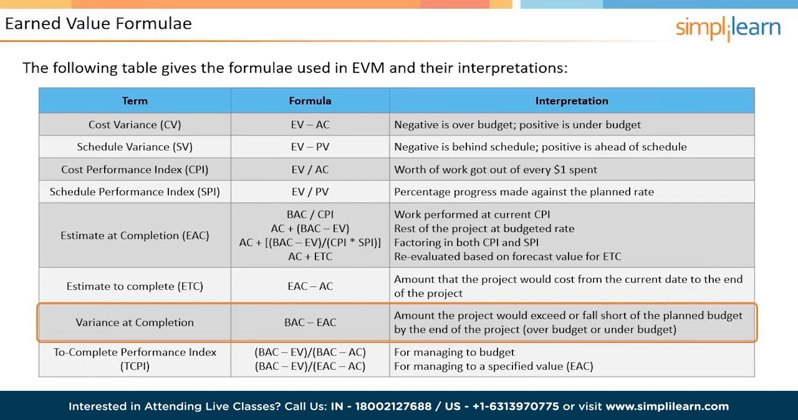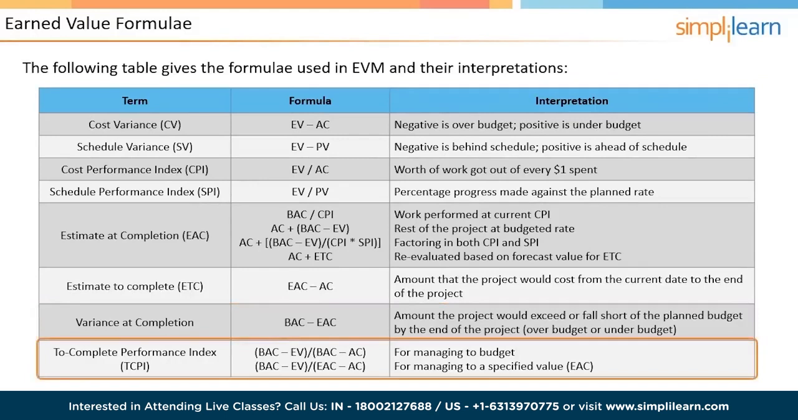Another parameter is the To Complete Performance Index, or TCPI. This is the cost performance needed to achieve a desired outcome. For example, if the project needs to be managed to the original budget, BAC, then TCPI, that is, the CPI that must be maintained for the rest of the project, is calculated as BAC minus EV divided by BAC minus AC.